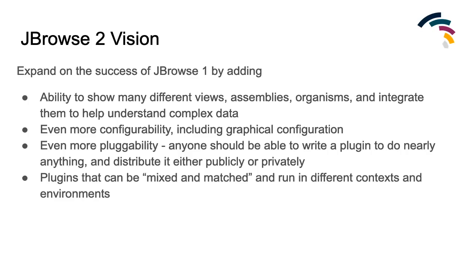So the vision when we started off on JBrowse 2 was to show many different views, but also to be able to show different assemblies and organisms and different regions on the same screen and integrate them. And offering even more configurability was a big thing. One thing we noticed was that one of the most popular things about JBrowse 1 was the nearly infinite configurability and pluggability. So we thought we would do that, but even more, and also make it easier to set up with graphical configuration. And we wanted to do even more pluggability. So JBrowse 2 is even more extensible than JBrowse 1 was. Carolyn's going to be talking all about plugins later in the session. We also wanted our plugins to run in different contexts so we can reuse the code that we worked hard on across more things than just the web.